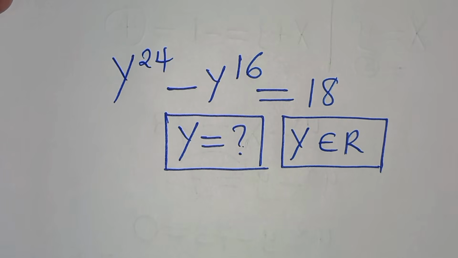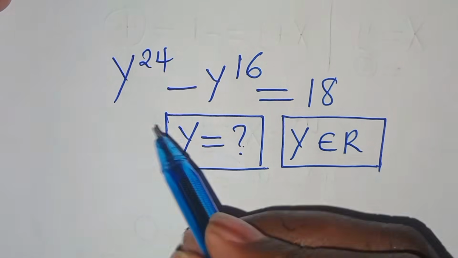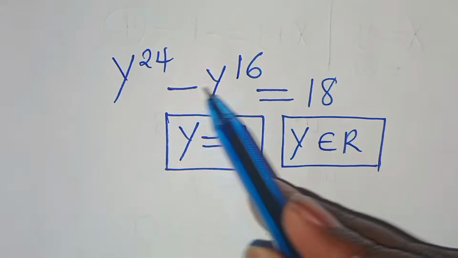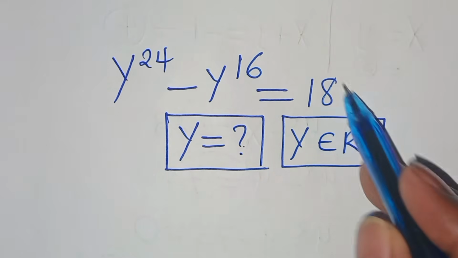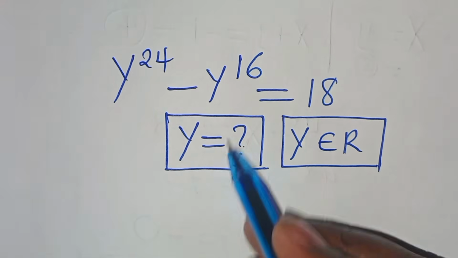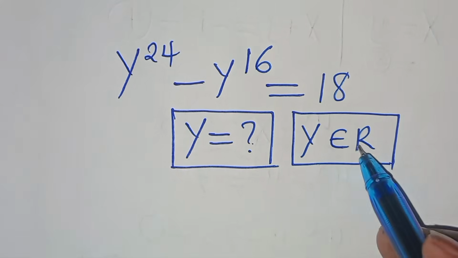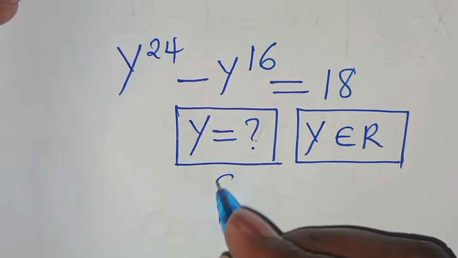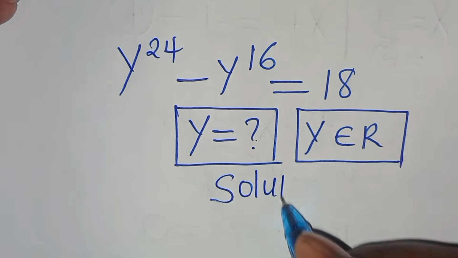You're welcome to solve this nice algebra problem, which is y to the power of 24 minus y to the power of 16. This is equal to 18. So what is the value of y, given that y belongs to real numbers? Now let's provide a solution from here.